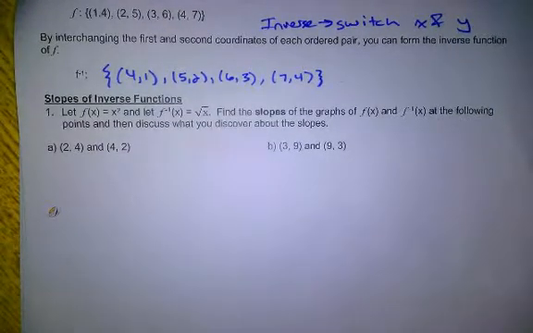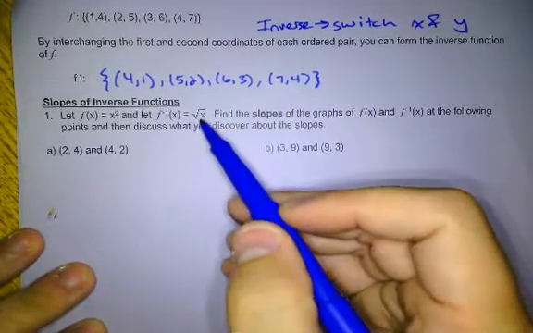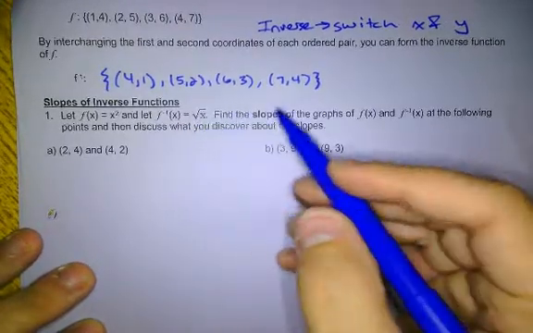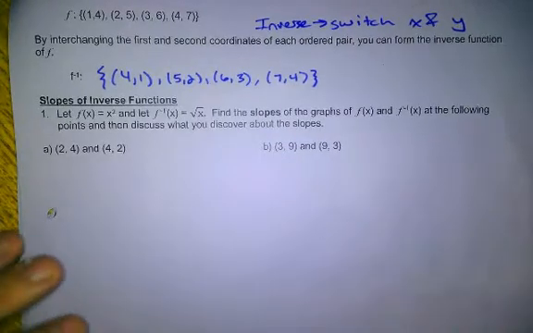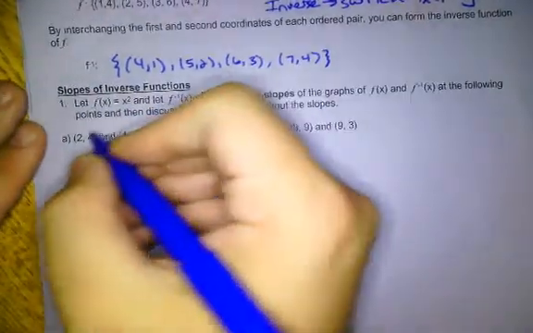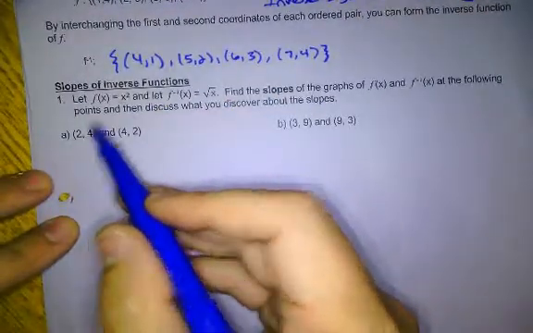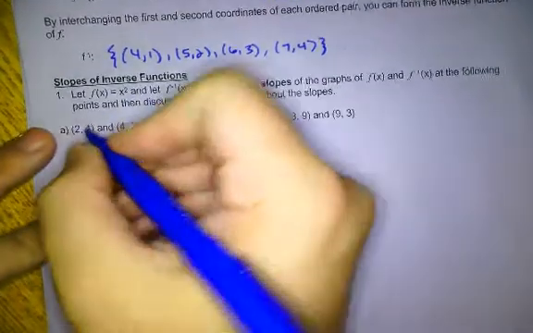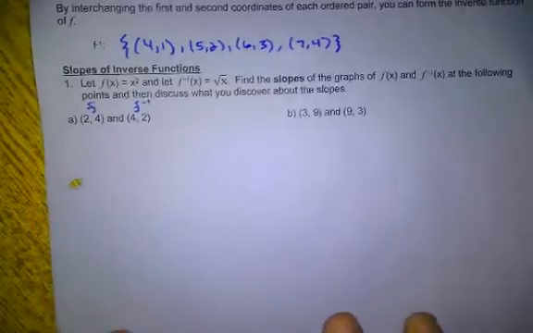So we're going to kind of do a little self-discovery of the rule here. I'm going to give you f of x, which is x squared, and we're going to let the inverse be root x, which is actually a true statement. Find the slopes of each one at the following points, and we're going to talk about what we discover. So this first one is f, because if I plug in a 2, I get a 4. So this is going to represent f, and this next one's going to represent the inverse.